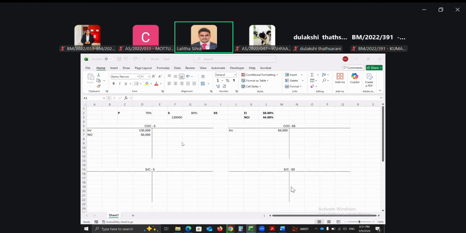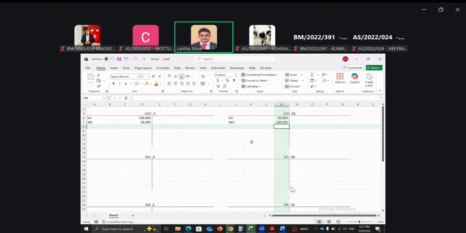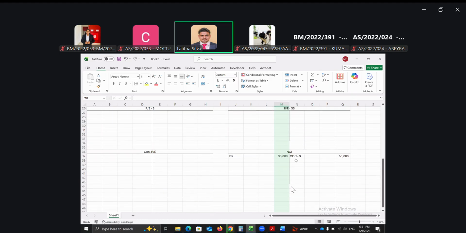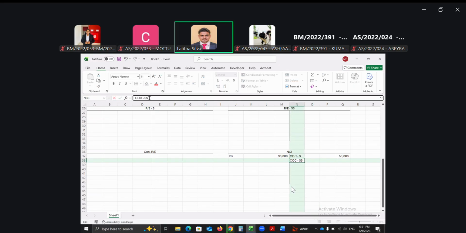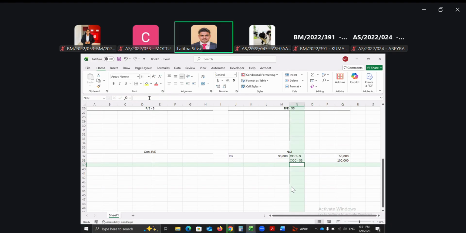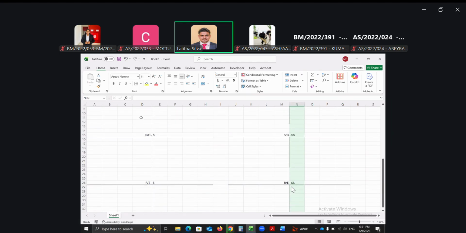But now in this case, as the NCI value is given, we can take the total amount directly. Okay. Then when it comes to the NCI of entity SS, it is 100 million. We can take that total amount, 100 million. COC of SS debit, NCI credit, $100 million. Okay.